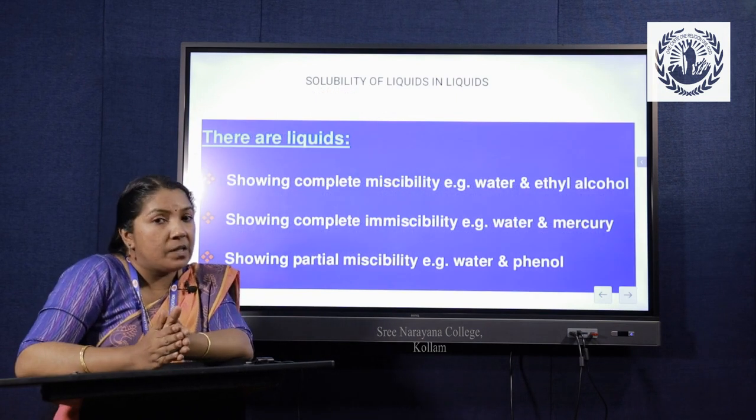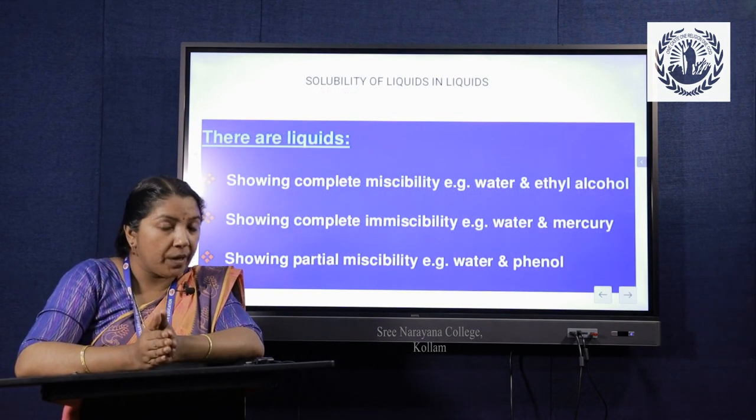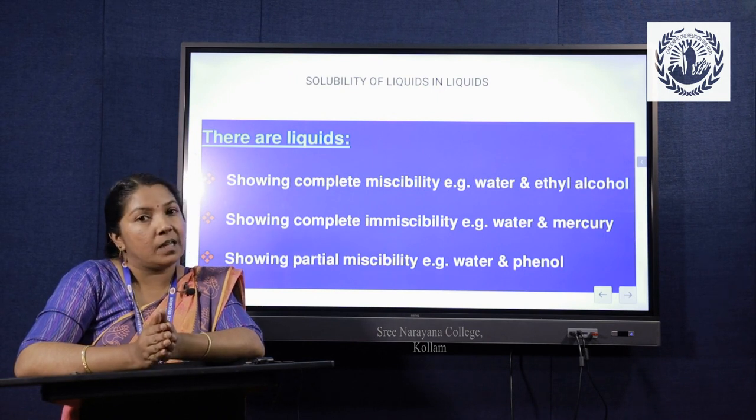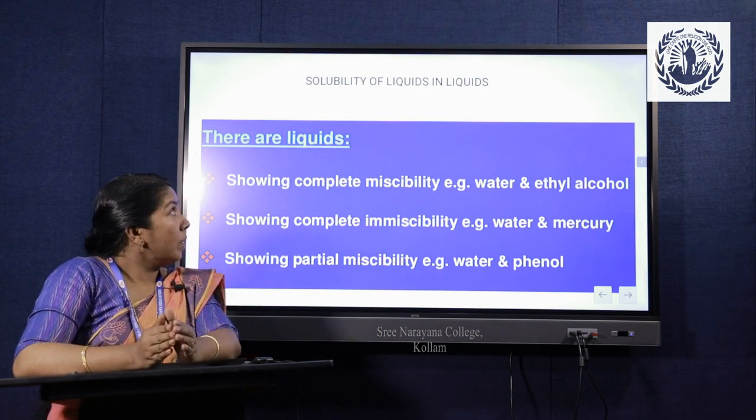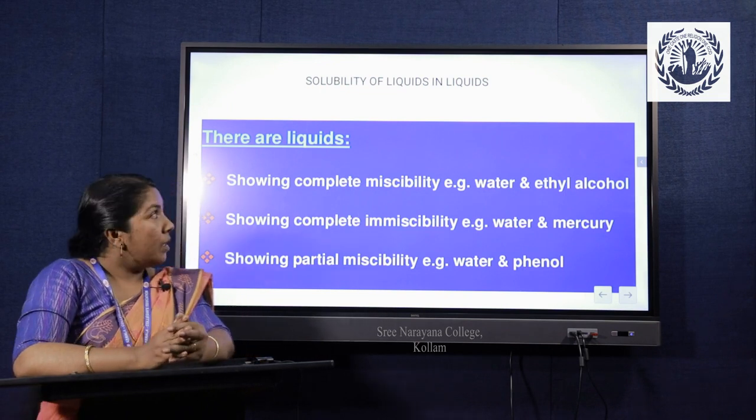So now we have discussed Raoult's law and solutions showing positive or negative deviation. These are the factors we have discussed. Now the next topic is the solubility of liquids in liquids.